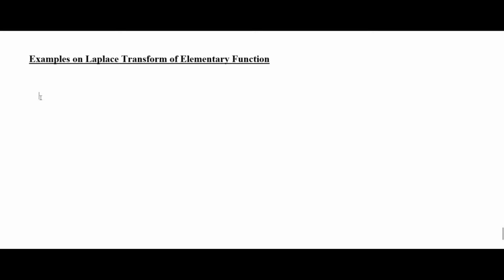In today's video, we'll try to see some examples on Laplace transform of elementary functions. We already studied the basic formulas of Laplace transform of elementary functions, so today we'll take a few examples based on them. Let us start with the first example.